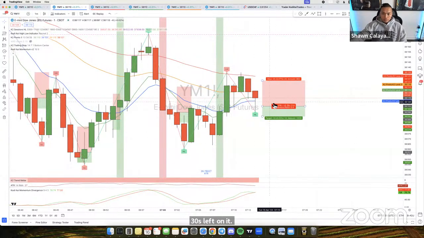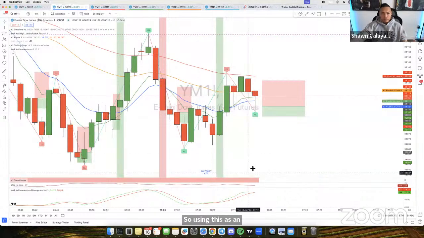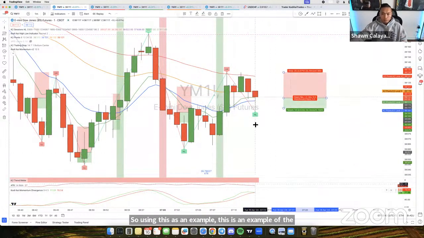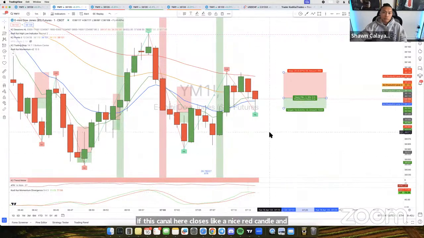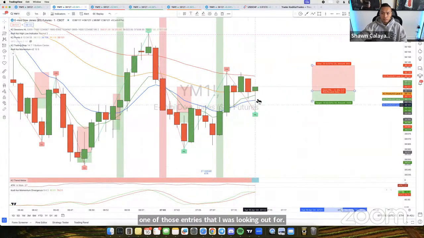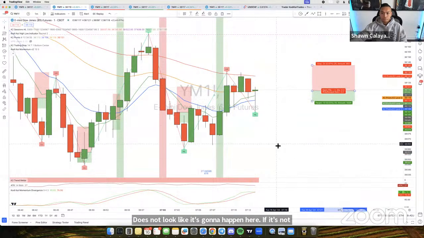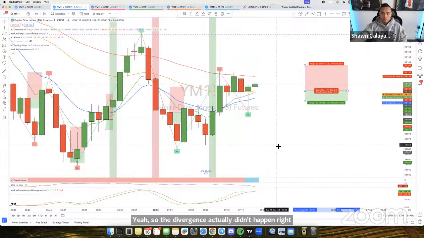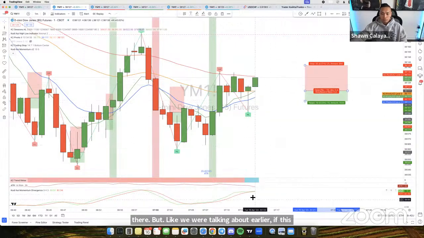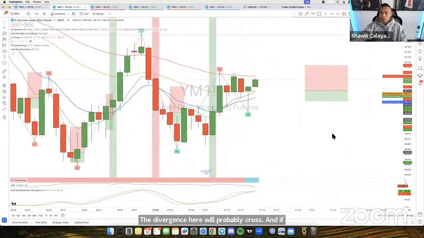So using this as an example, this is an example of the momentum divergence strategy that I was referring to. If this candle here closes as a nice red candle and this here diverges, then this is going to be considered one of those entries that I was looking out for. Does not look like it's going to happen here because it's not closing red. Yeah, so the divergence actually didn't happen right there. But like we were talking about earlier, if it comes up with a sell signal, the divergence here will probably cross. And if it crosses, it's probably going to keep going.